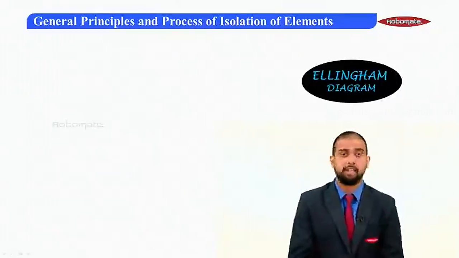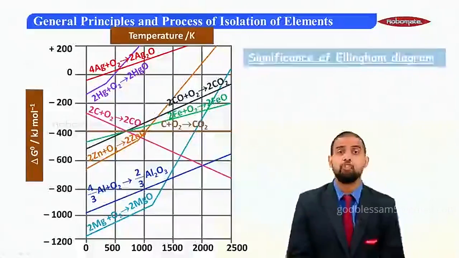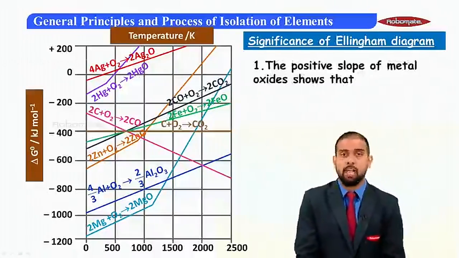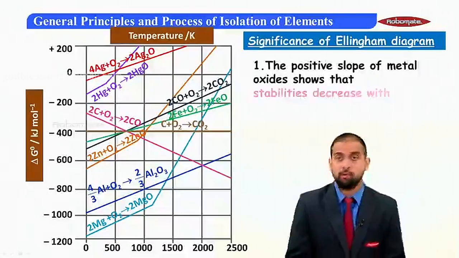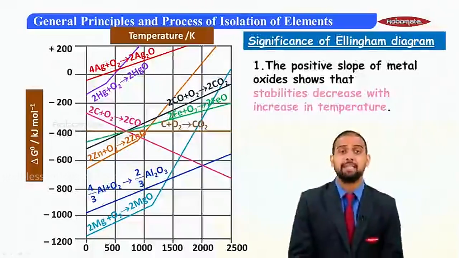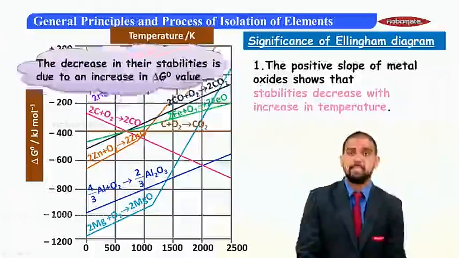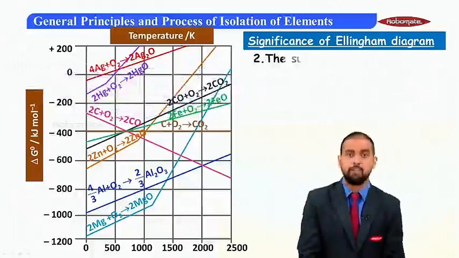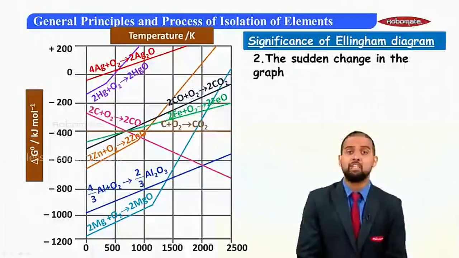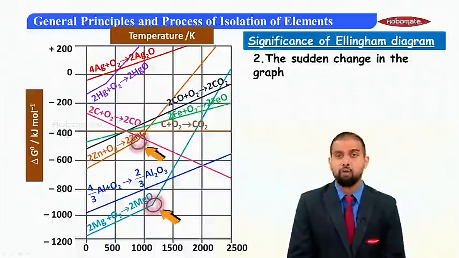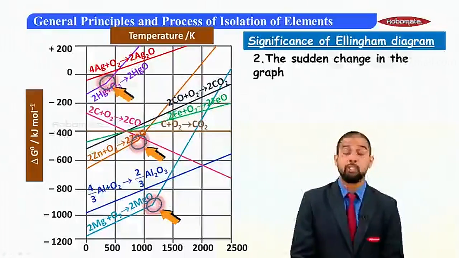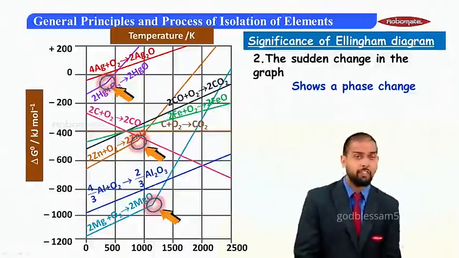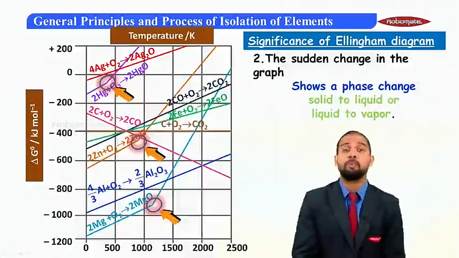Now the next question that they can ask you is, what is the significance of the Ellingham diagram? Significance means what can you understand from this Ellingham diagram? Let us have the first one. As you can see, the positive slope of the metal oxides over here shows that their stability decreases with increase in temperature, and this decrease in stability is due to an increase in their delta G naught value. That is the first significance. Talking about the second one, there is a sudden change in the graph of MgO, ZnO and HgO. Now the next question is, why is there a sudden change? Well, this sudden change actually shows a phase change, which means conversion of solid to liquid or from liquid to vapor.